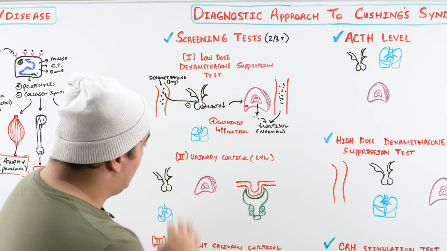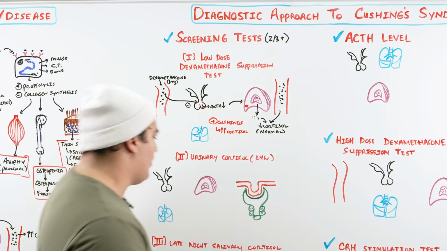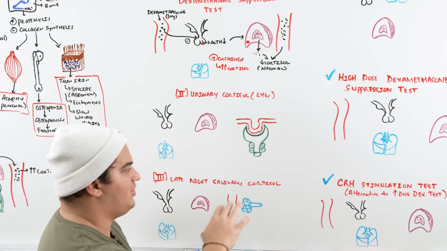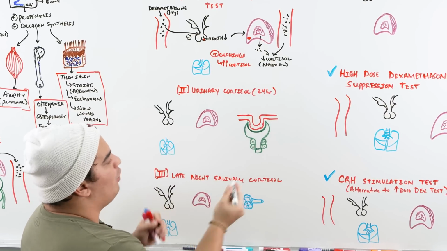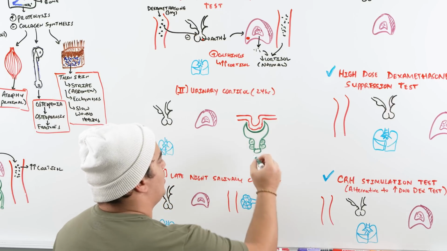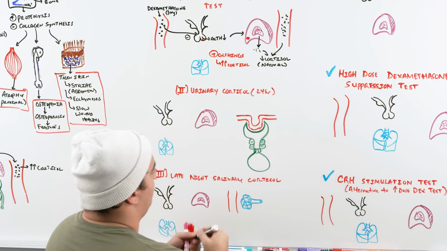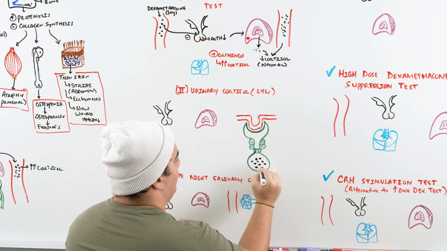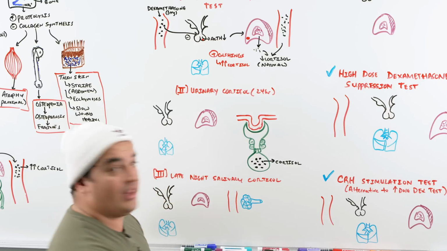Second test, which I actually really like, I think this is another really good one to do, is a urinary cortisol over 24 hours. Basically it's the same kind of concept. You're not doing anything to suppress or stimulate this. You're just taking the normal physiology. Over 24 hours, I'm going to collect urine from these patients, and what I'm going to measure is the cortisol levels in their urine. I just want to know the cortisol levels in the urine, are they high or are they low?